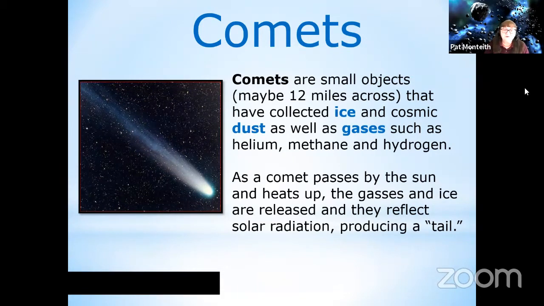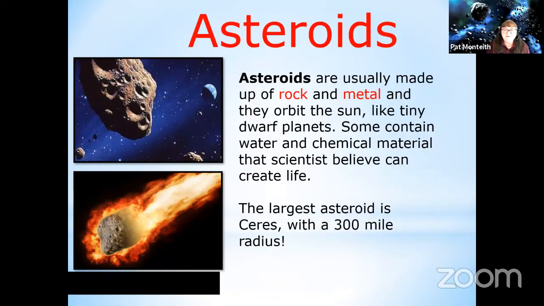And they've collected ice and cosmic dust, as well as gases such as helium, methane, and hydrogen. And as a comet passes the sun and heats up, the gases and the ice are released, and they reflect what you're seeing here, a tail, as a result of the solar radiation. Now, just the opposite, asteroids are usually made up of rock and metal, and they orbit the sun like tiny dwarf planets. And some contain water and chemical material that scientists believe can create life. And the largest asteroid, you'll see, is Ceres. And Ceres is actually 300 miles across. So there's a lot to do with asteroids and a lot to learn about asteroids.